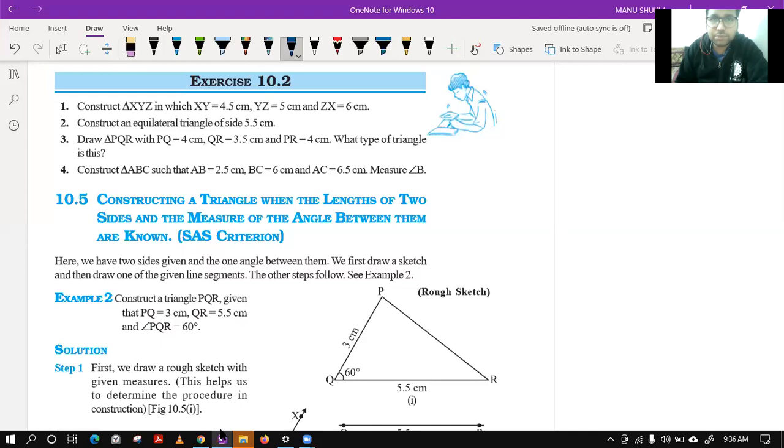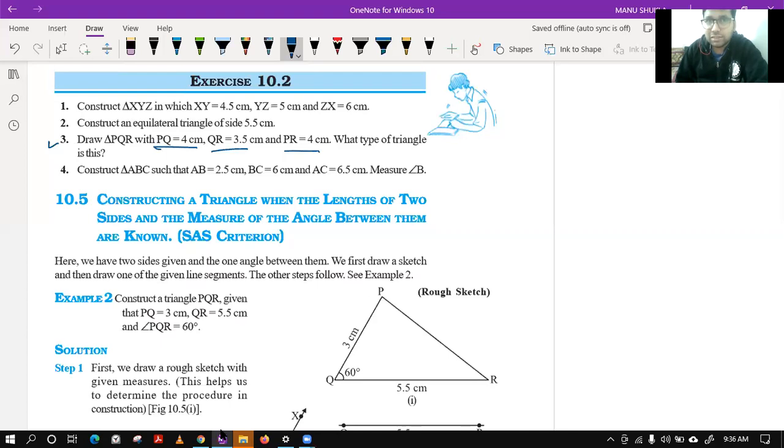Actually, these are the steps that we are learning right now. These constructions will help us to do much more complicated ones in the later classes. So draw triangle PQR in which PQ is 4, QR is 3.5 and PR is 4. Again, we know three sides. So it depends on us which side we want to take as our base.